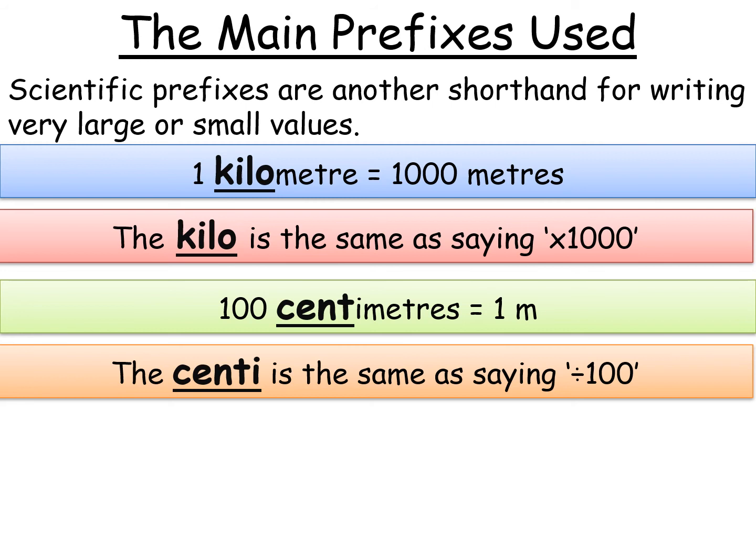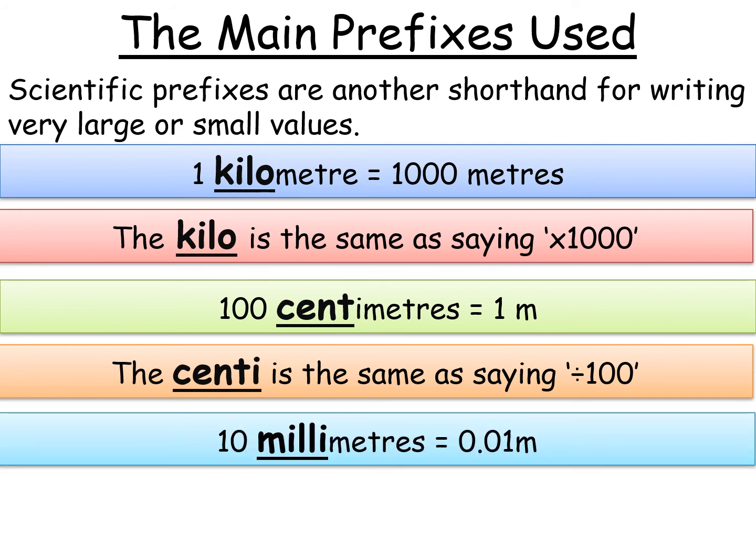Okay, one way I remember that is there are always more centimeters than there will be meters because you're dividing. Okay, I'll say that again. There are always going to be more centimeters than meters because you're always dividing the centimeters to give you the meter.